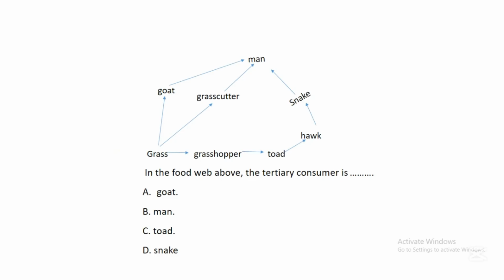The next question says, in the food web above, the tertiary consumer is dash. A. Goats. B. Man. C. Toad. D. Snake. In this question, the correct answer is B. Man. So in the food web above, the tertiary consumer is regarded as man.